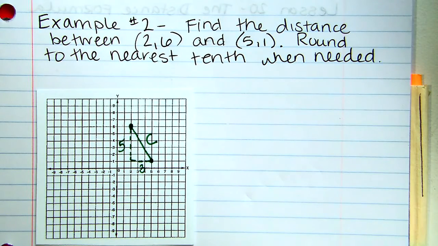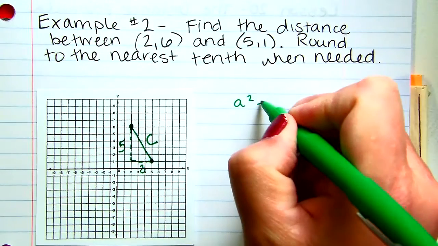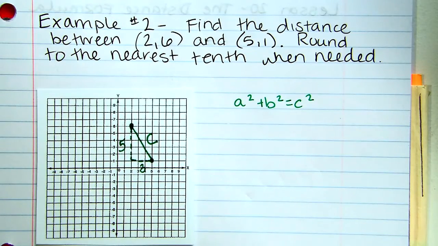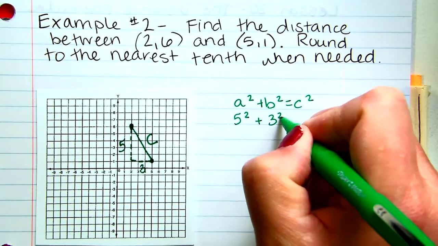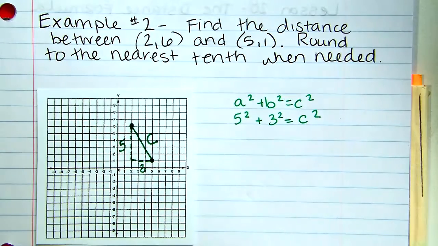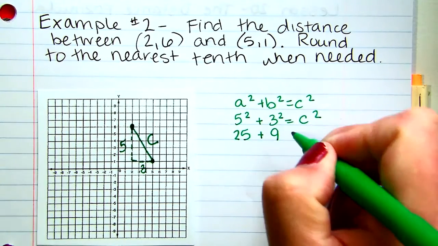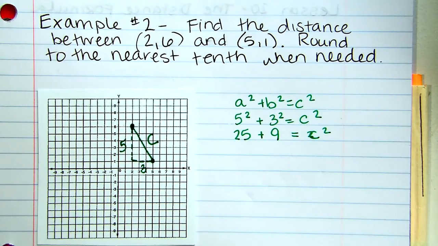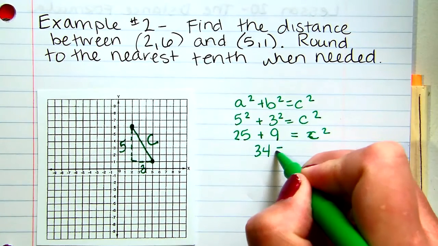Now, we're going to plug this into our formula. We know that our formula is a squared plus b squared equals c squared. So I'm going to plug in the 5 for the a and the 3 for the b, and that's going to give me c squared. Now 5 squared is 25, 3 squared is 9, and I'm going to get c squared. 25 plus 9 is 34. So 34 equals c squared.